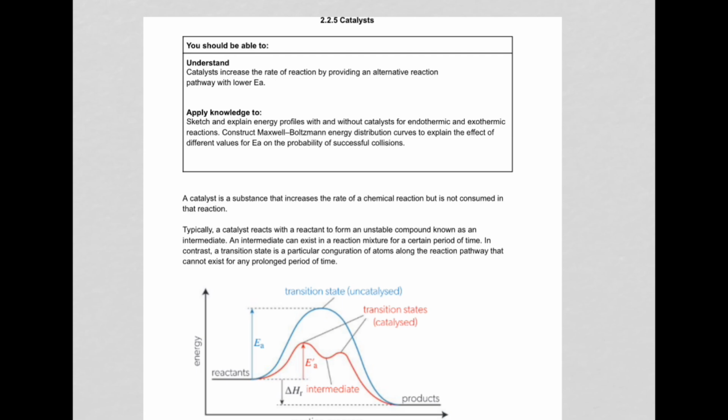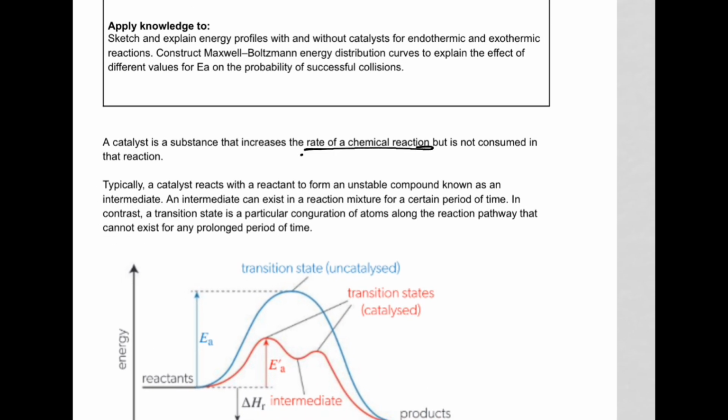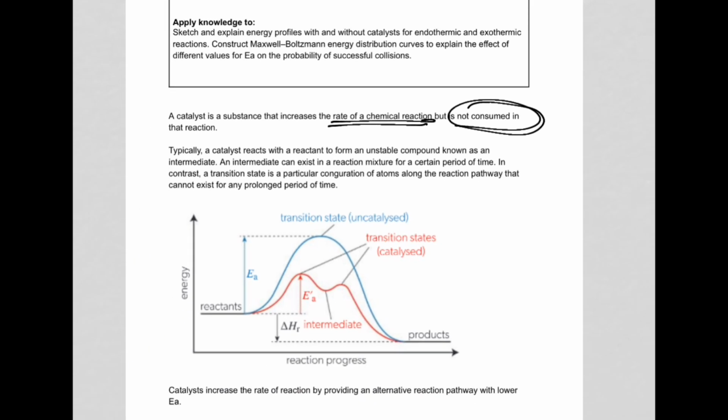Let us now see catalysts. Now, catalysts will increase the rate of a reaction, but they will not be consumed in that reaction. So a catalyst is itself not used up, and it will only provide an alternative pathway. So if you can see here in blue, if this was the initial pathway of the reaction, the new pathway is in red. So it is an alternative pathway with a lower activation energy.